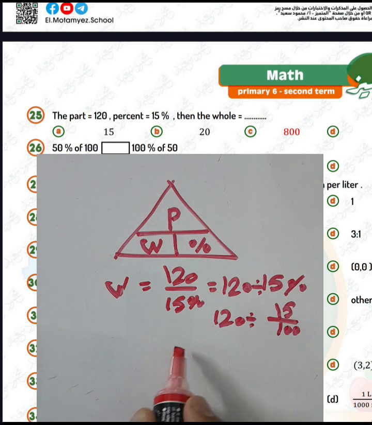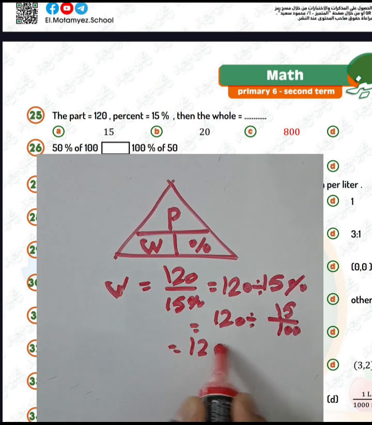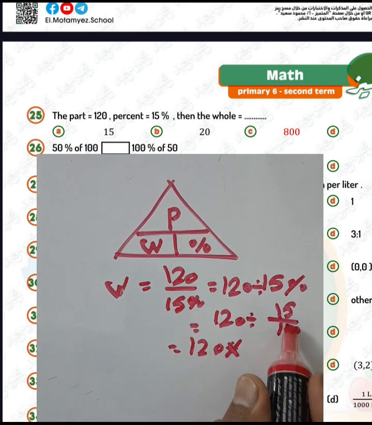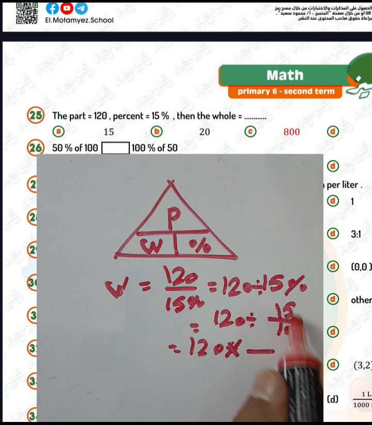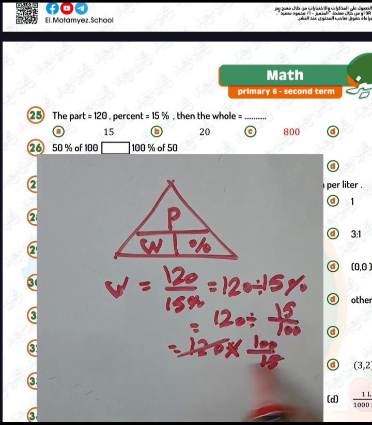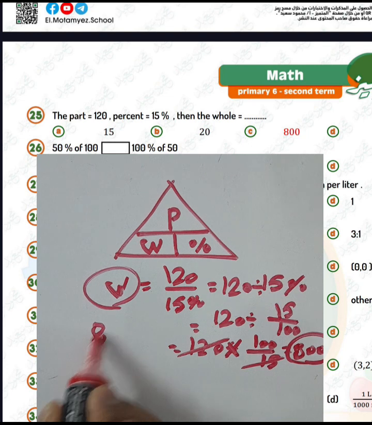And then you can write 120 divided, convert from division to multiplication, write reciprocal of 15 over 100, 100 over 15. 120 divided by 15 equal what? Equal 8, sorry, 8 times 100, it will be 800. So the whole number will be 800.